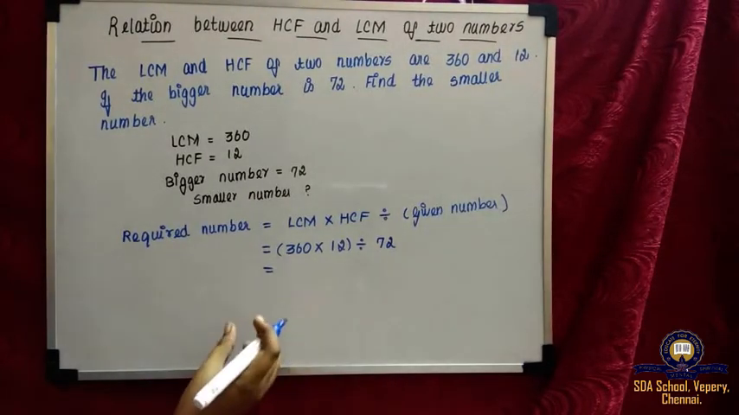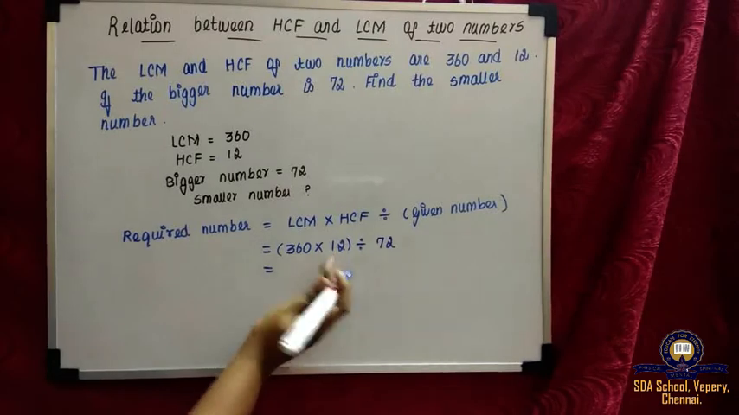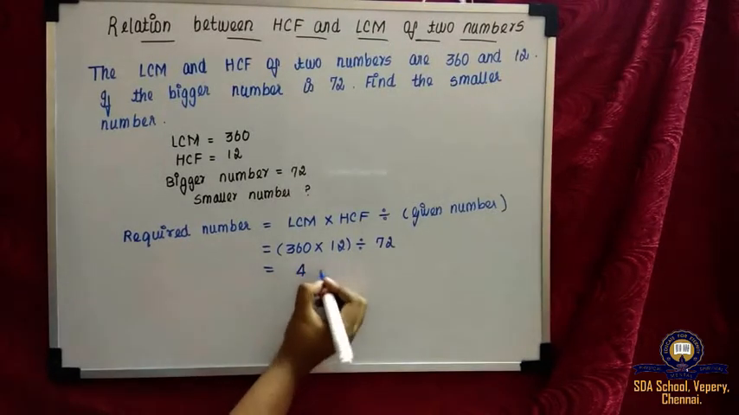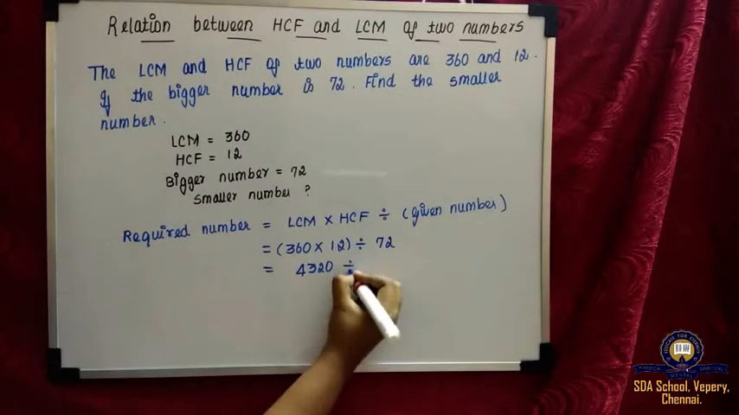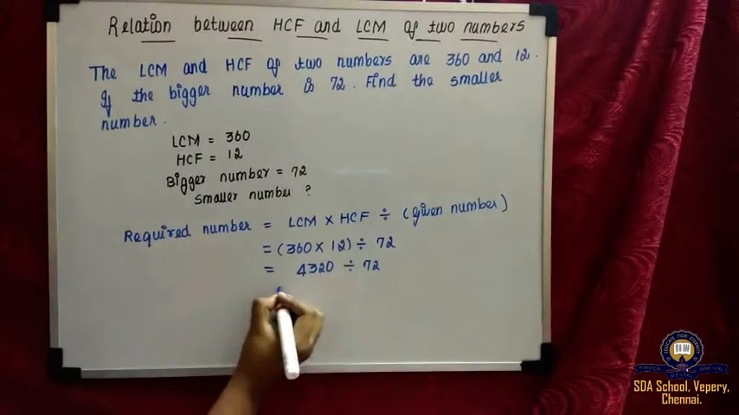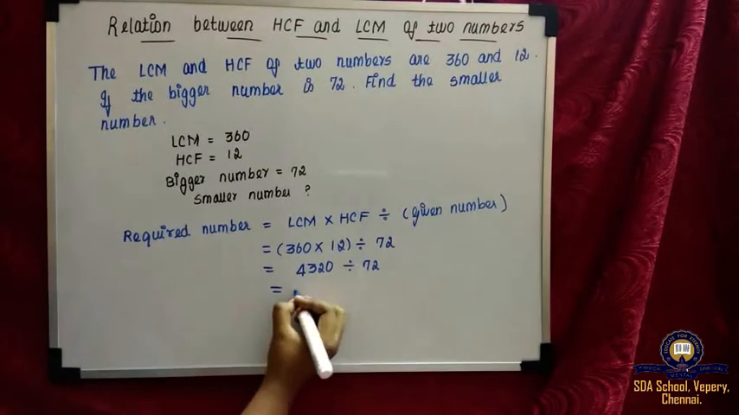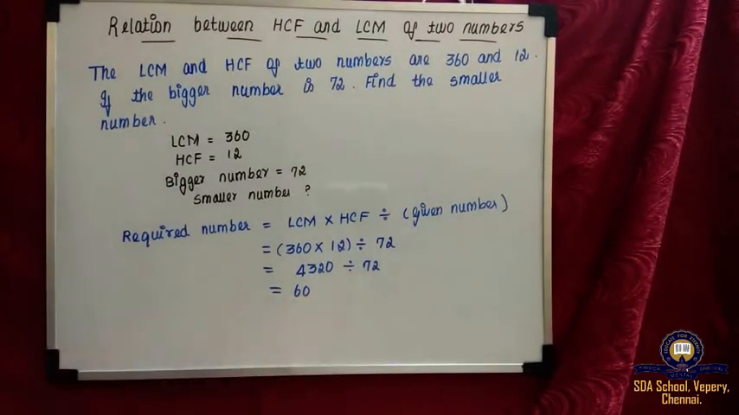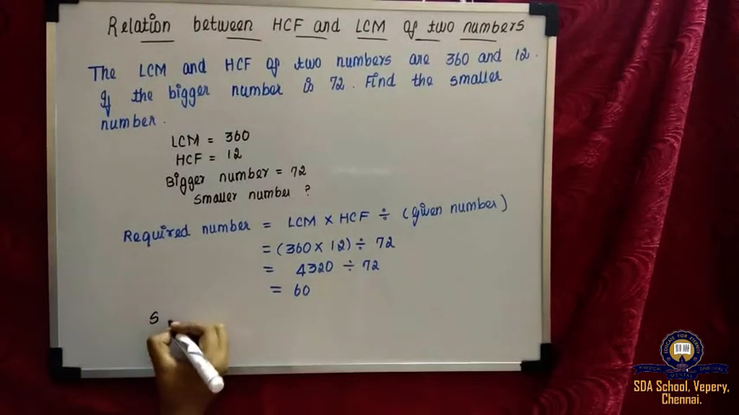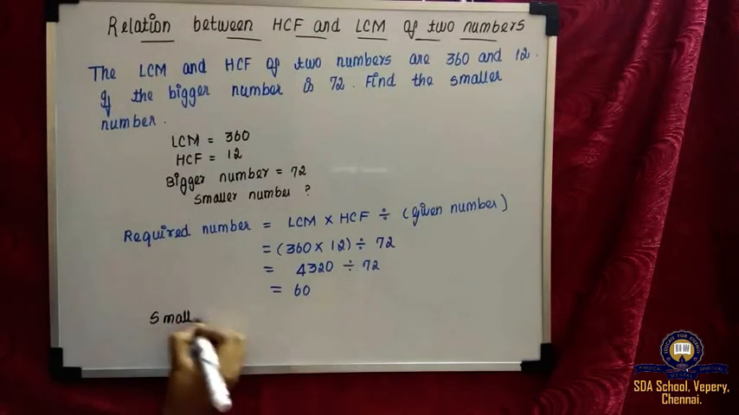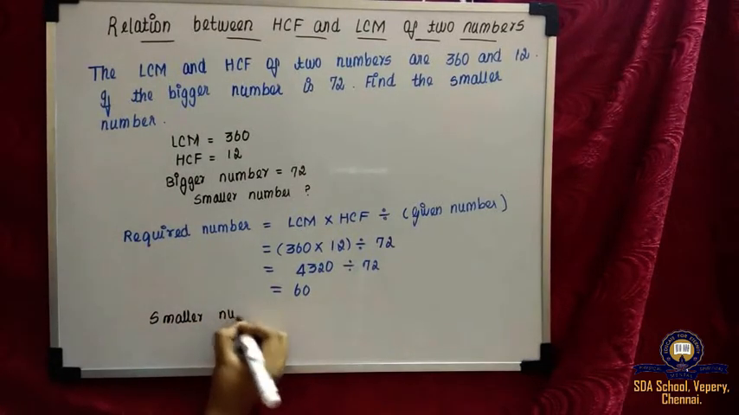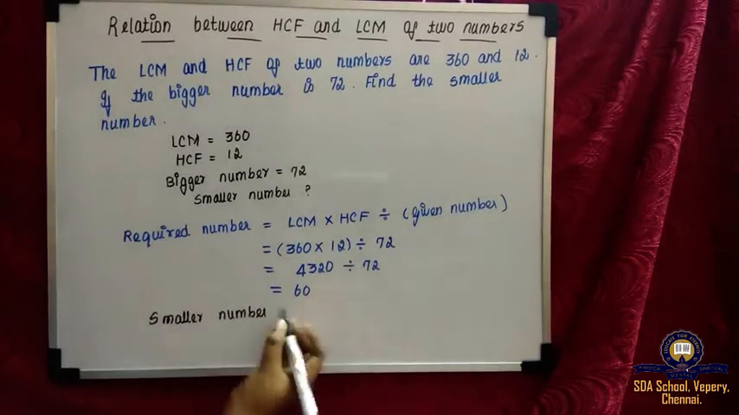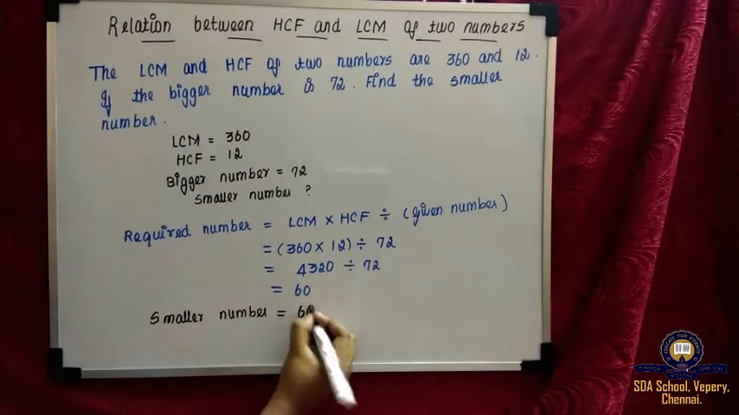So first let us multiply 360 into 12. What you will get? 4320 divided by 72, which is equal to 60. When you divide the number by 72, you will get 60. Therefore, the smaller number is equal to 60.